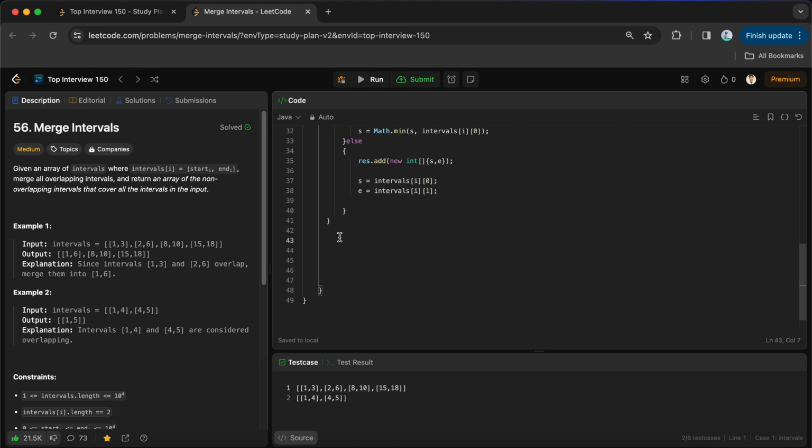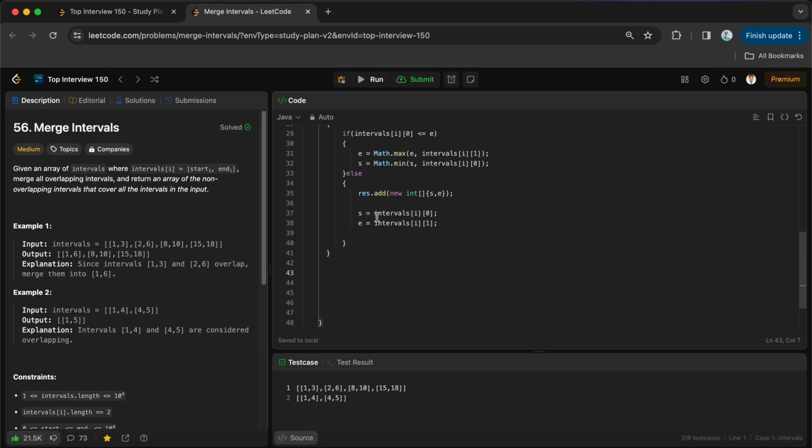But before that we have to take care of one thing. Suppose at the last it comes in the else condition and it stores that interval. But after that there is some interval containing start and end that we are missing. So we have to store that as well, the last start and end point. So in this way we will store all the start and end points, basically all the intervals.